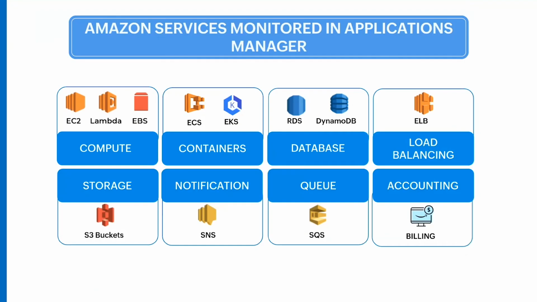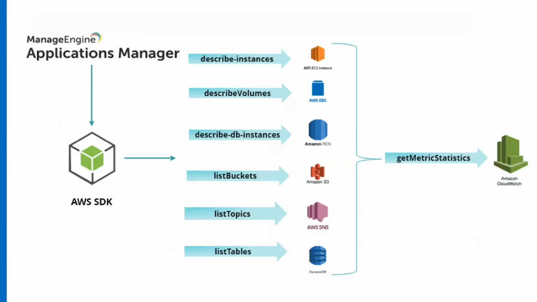When it comes to Amazon Web Services, these are the top services that we monitor in Applications Manager. In compute, we monitor EC2, Lambda, and EBS. In database, we monitor RDS and DynamoDB. In notification, we monitor SNS, and we also monitor billing under accounting. For each of these services, we use a different set of APIs to fetch the information. For Amazon Web Services, we fetch the information from Amazon CloudWatch via API requests and send it to Applications Manager for monitoring.